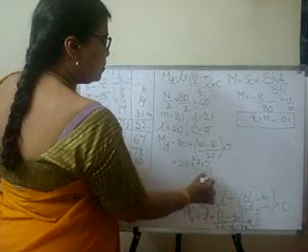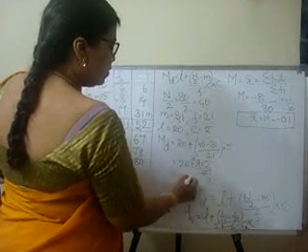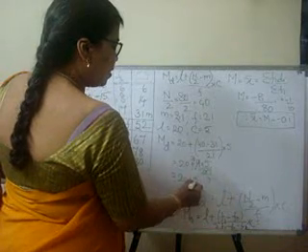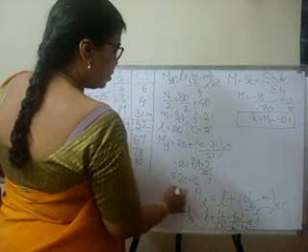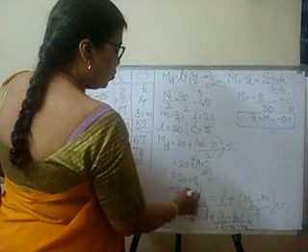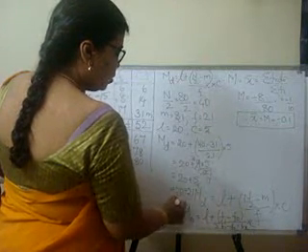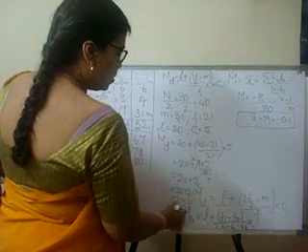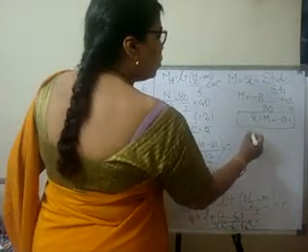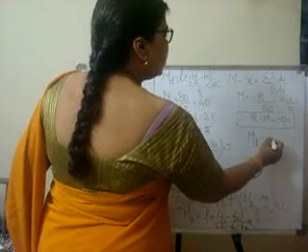3 3s are 9, 3 7s are 21. So 20 plus 15 by 7, 20 plus 2.1, 22.1 is the answer. So your median is equal to 22.1.